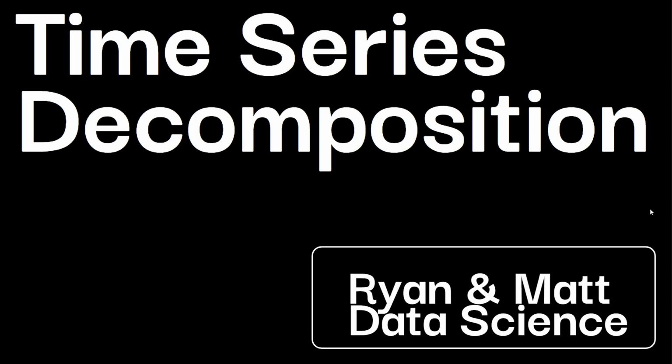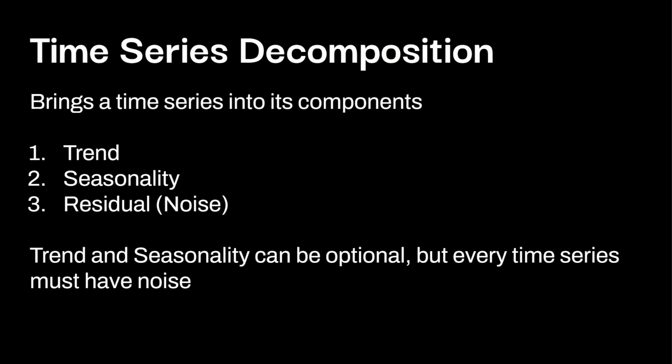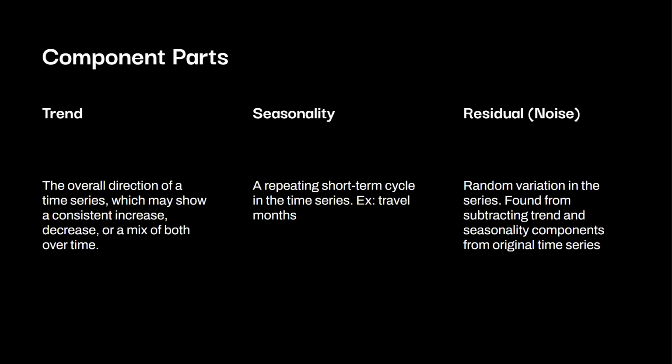So let's take a look at time series decomposition. First thing, it brings the time series into its components. And what are the 3 components of time series decomposition? Well, you have trend, you have seasonality, and then you have the residual, which you'll often see listed as noise. So trend and seasonality can be optional within a time series decomposition, but every time series will have some sort of noise. So let's talk about each of the different component parts, right?